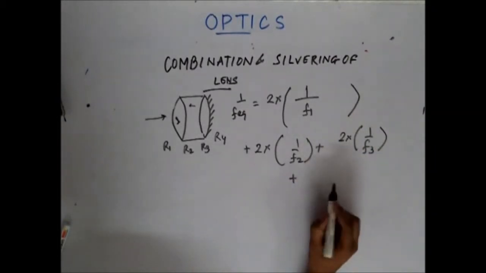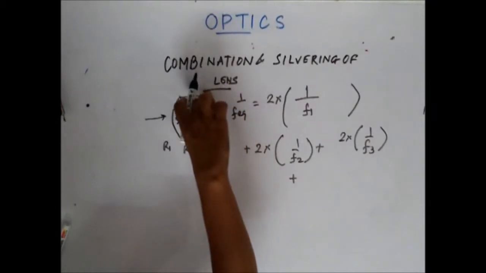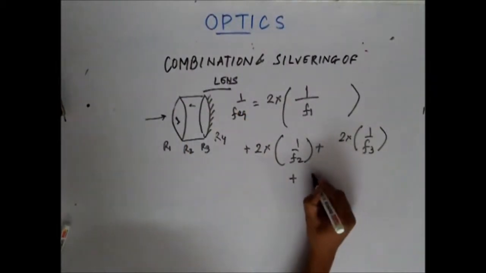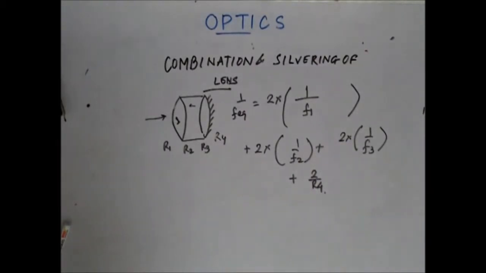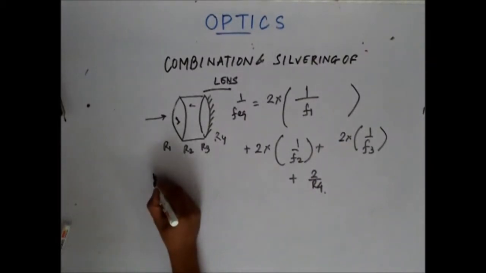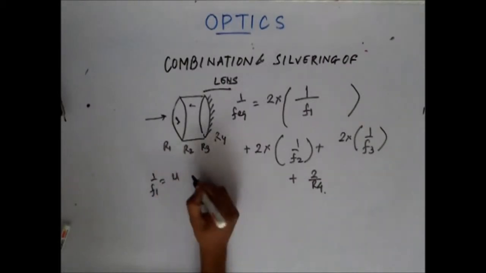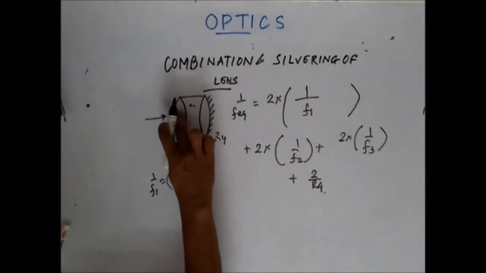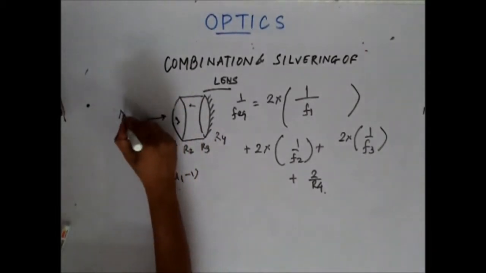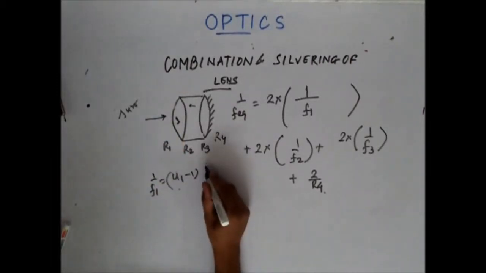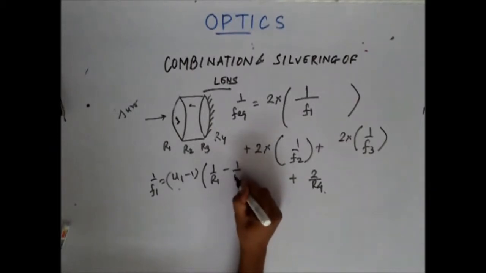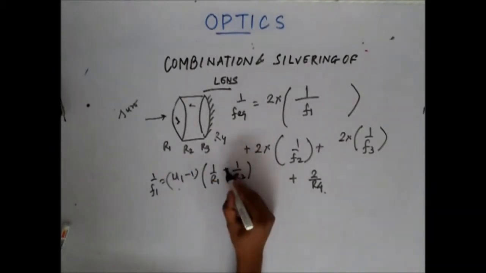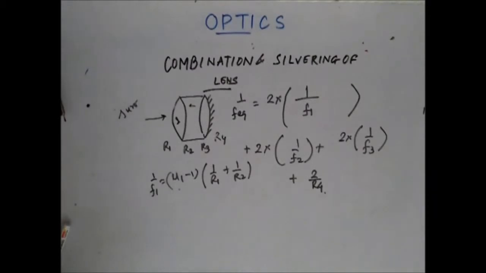Plus this concave mirror has a focal length of 2 by r4. Okay, and now what is f1 or 1 by f1? 1 by f1 you know is mu 1 minus 1, where mu 1 is the refractive index of this medium with respect to the surrounding, into 1 by r1 minus 1 by r2, and what is r2? R2 is negative, so this becomes 1 by r1 plus 1 by r2.